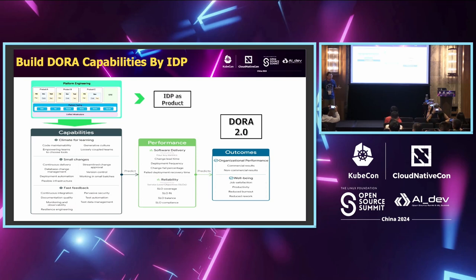How do we explain platform engineering? We build platform engineering as an IDP, internal development platform as a product. So it's a real product. It's not just a draft or an idea or vision or culture. It can be explained by a product, mapped to DORA capability, to increase the software delivery performance and increase the reliability of the system.